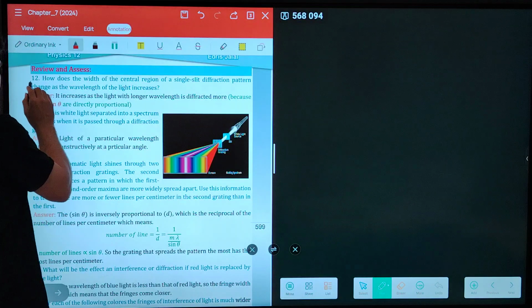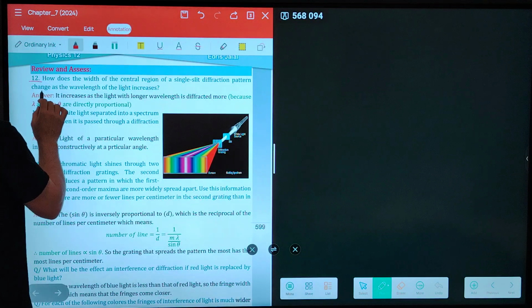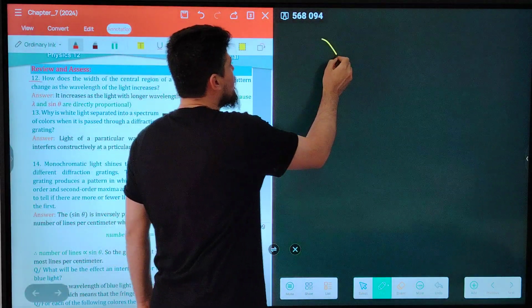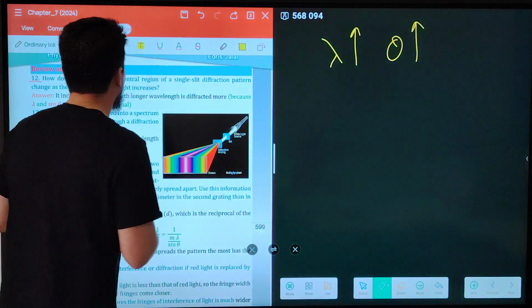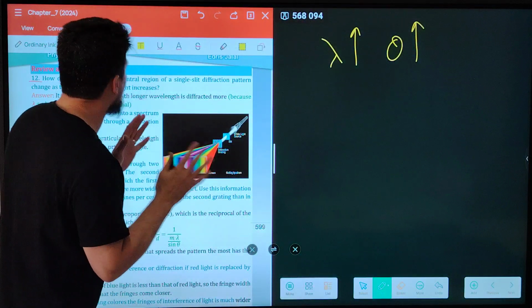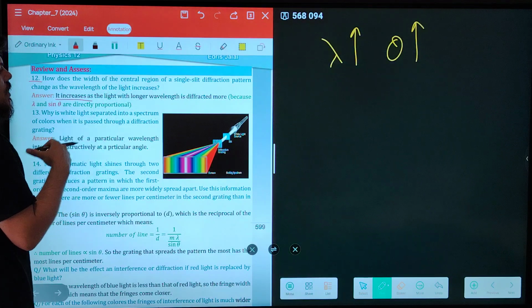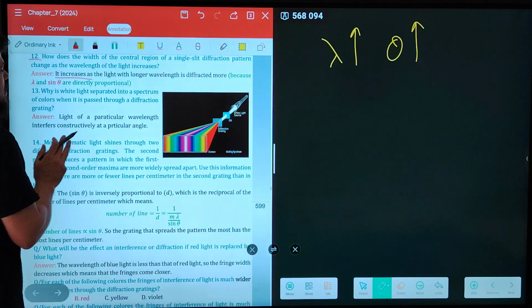Look at question 12. How does the width of the central region of the single slit diffraction pattern change as the wavelength of the light increases? When the wavelength increases, theta also increases, okay? So the width of the central bright fringe also increases. It increases as light with a longer wavelength is diffracted more, because lambda and angle of diffraction are directly proportional.